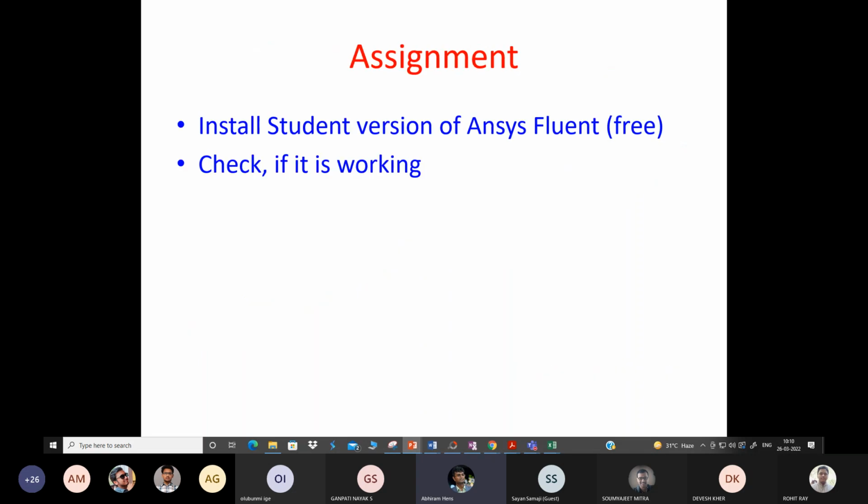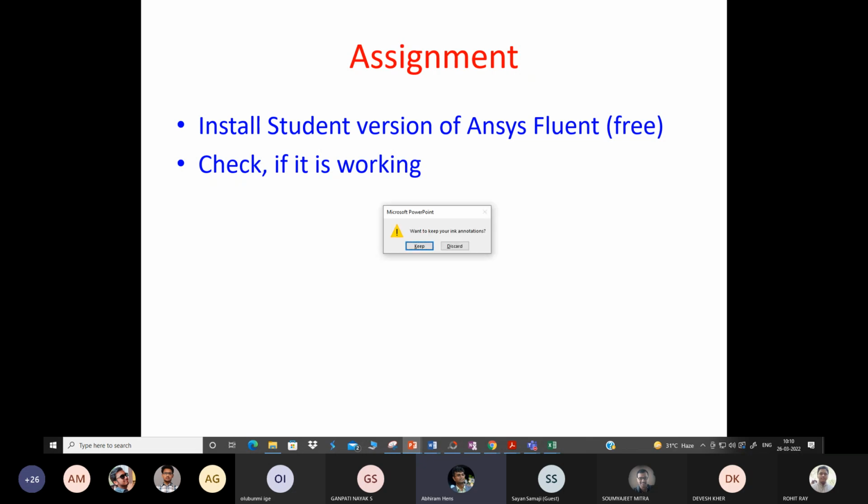Now I told you to install the student version of ANSYS and check in your computer if it is working. And I hope some of you have tested it. And we will discuss this part at the end of today's class. I will again come back to this point.